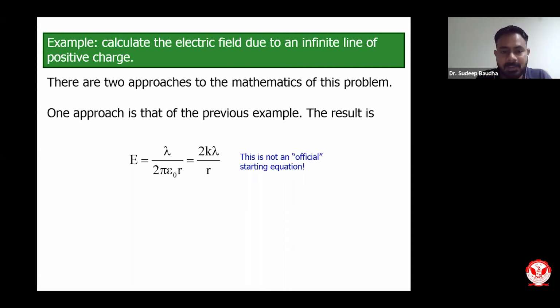Okay. Now, a very interesting thing is, do we actually have the possibility of having an infinite line of positive charge, or negative charge? Do we really have such a situation in the real world? What do you all think? Can we have an infinite line of positive charge in the real world?